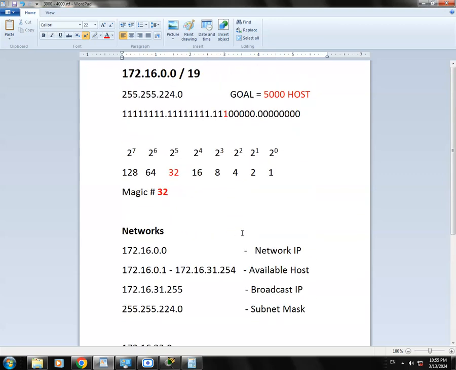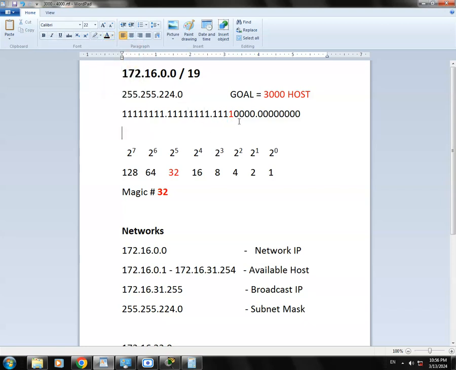So next, our goal is to create 3,000 hosts. So I just have to change this, I'll make this 3,000. And since we need 3,000 hosts, we need to check here. This is 128, 256, 512, 1024, 2048, and 4096. So definitely this is the one that we need to use.